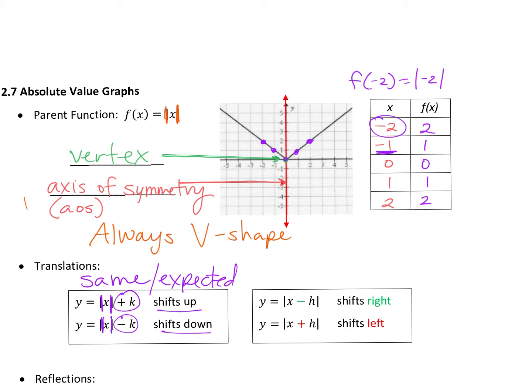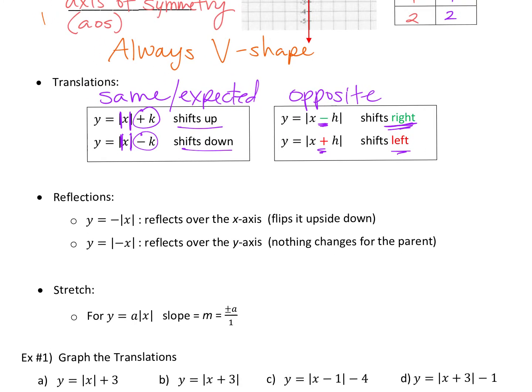The other side, if we have this minus inside the bars, we typically would shift left, right? In this case, we shift right. If we have a plus, we shift left. So this is going to be opposite of what we would expect. Okay. So that should be nothing new. Any questions on that one? At all, translations.